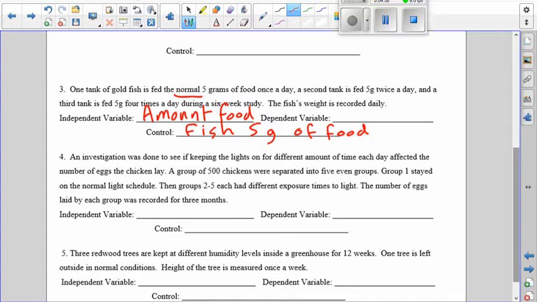Now, what depends on how much food the fish are getting? Close, not quite there. What was it? The weight. The weight will depend on. So the fish's weight depends on how much food they're eating. Does that kind of make sense? It doesn't matter who's feeding them, but it matters how much they're getting. So that's going to be the weight. Nice work there, Demetrius. Boom.